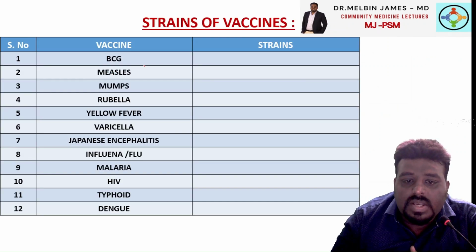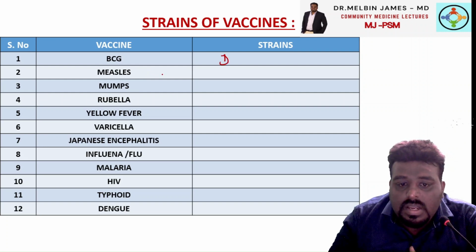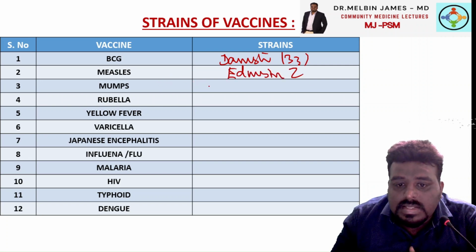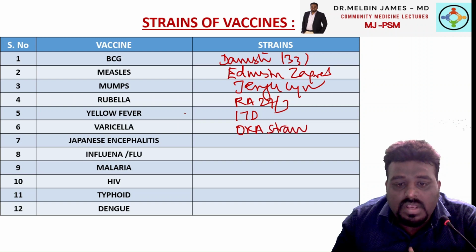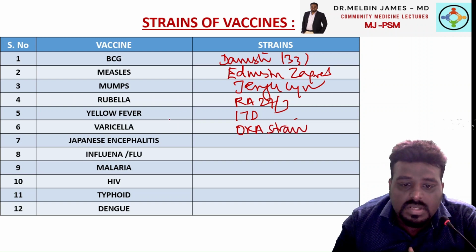Okay, what is the strain of vaccines? Coming to the strains: the strain of BCG is Danish 1331. Measles is Edmonston Zagreb. Mumps is Jeryl Lynn strain. Rubella, we are having RA27/3. Yellow fever is the 17D vaccine. Varicella is the Oka strain. Some of the strains you must remember for your entrance purpose.